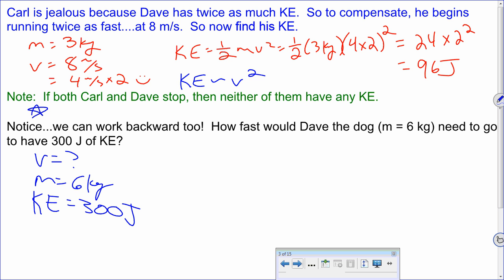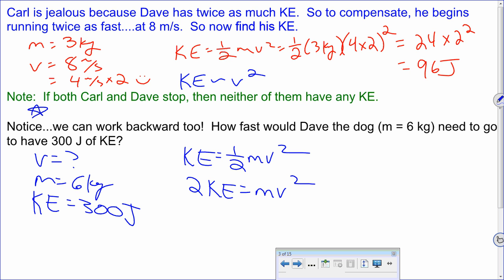All right? So if you begin with KE equals 1/2 mv squared and solve for V, well, let's see, I should multiply by 2 to get rid of the 1/2. And now to solve for V, I can divide by m, and then just take a square root, right? Yep. So we get V equals the square root of 2KE over m.